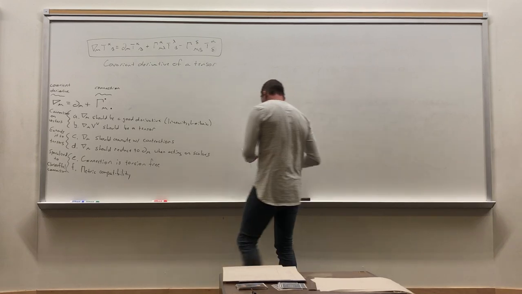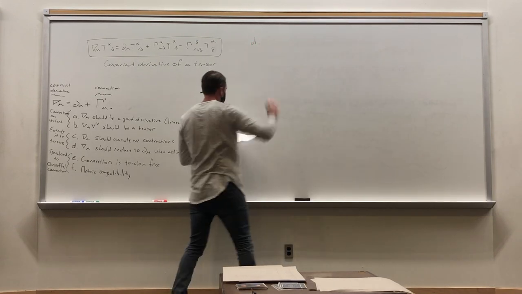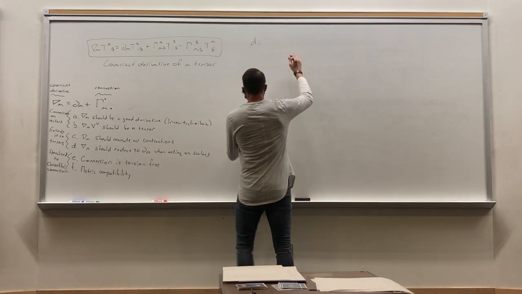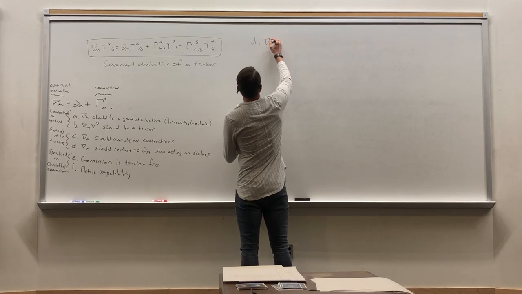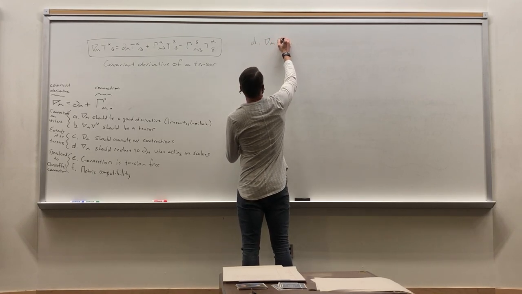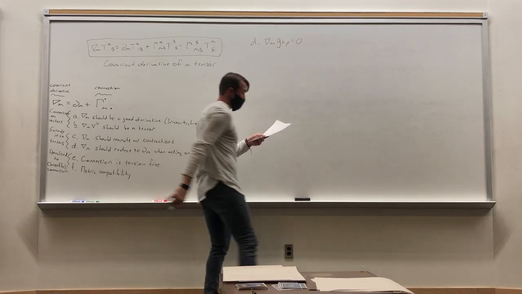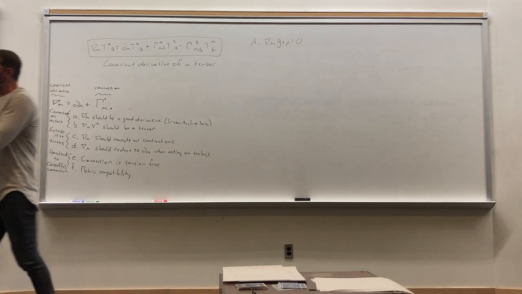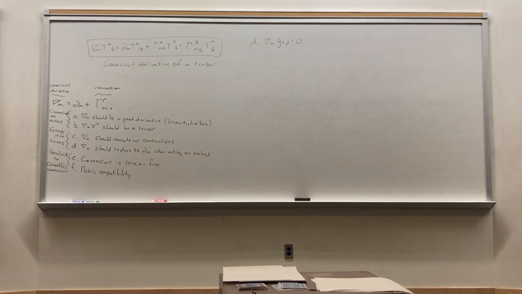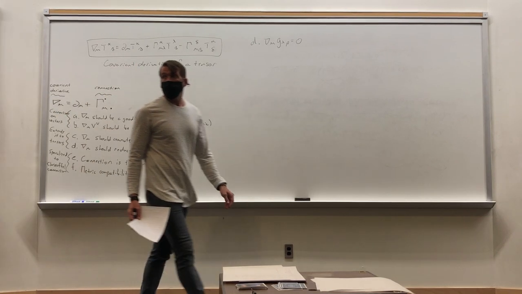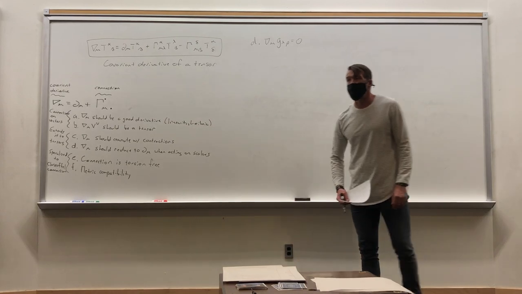So here we go. Part F. Metric compatibility simply means that the covariant derivative of the metric is zero. Sorry, del mu of the metric is zero.